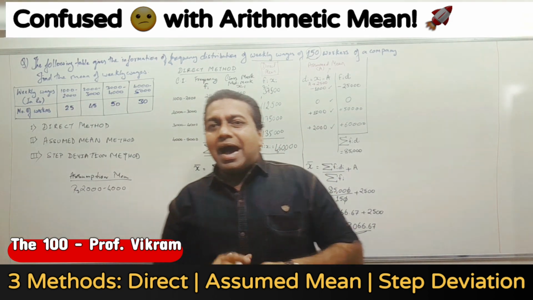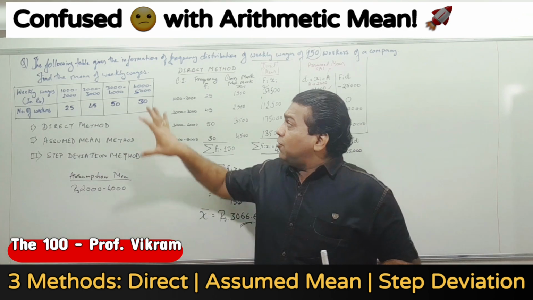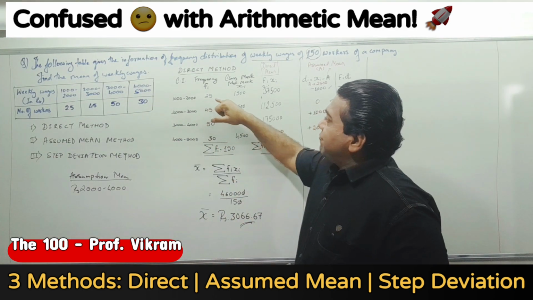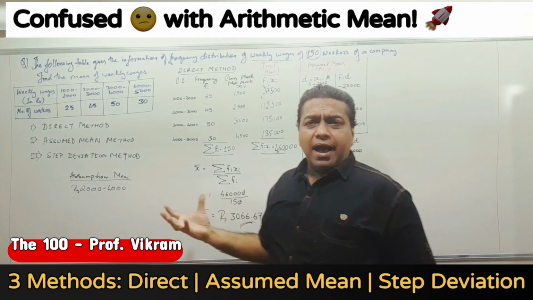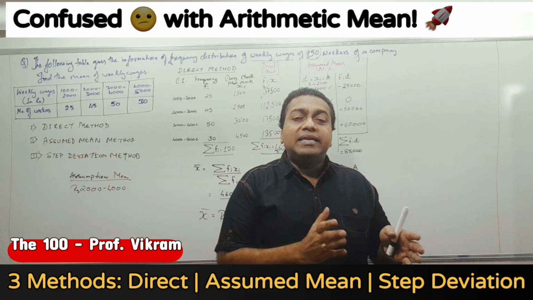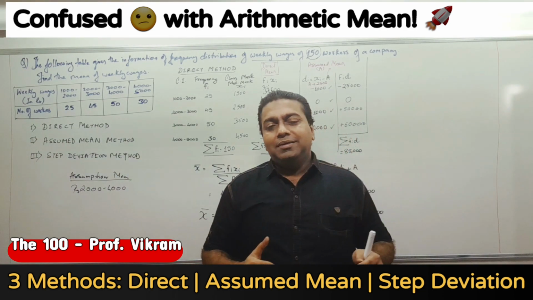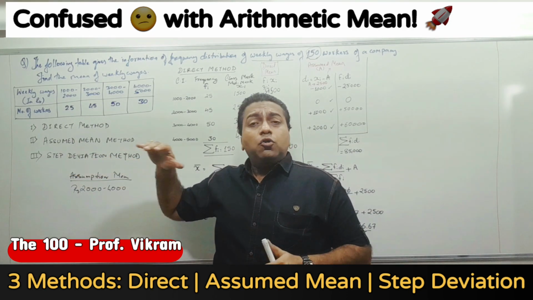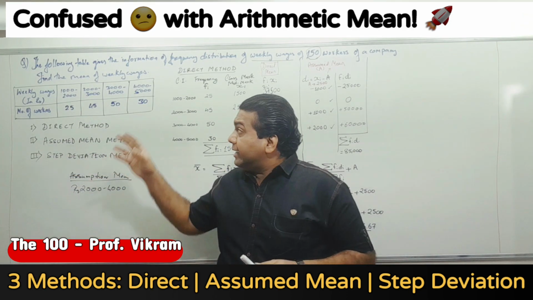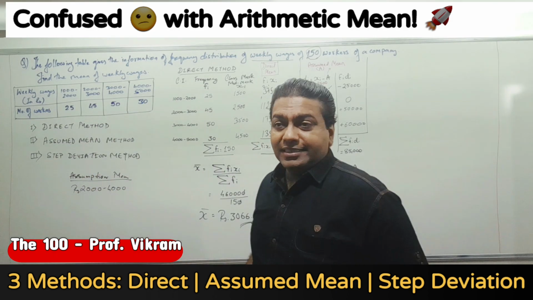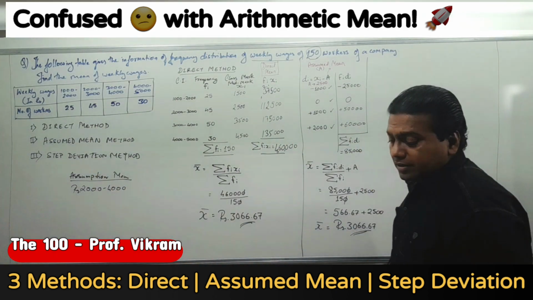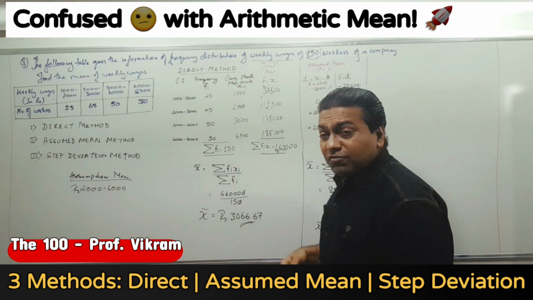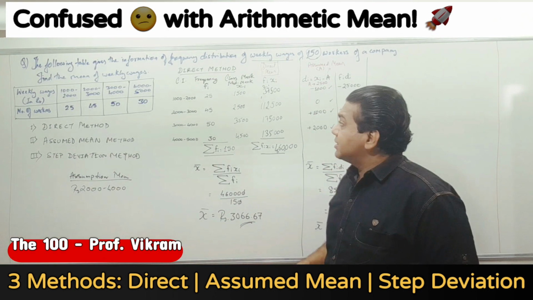Still, I will strongly recommend, for such a value where my Fi Xi is very, very high, I will go for the step deviation method. Step deviation method is the third and final method to find the average mean in case of grouped data. Now, what is the step deviation method and which columns will come in it?